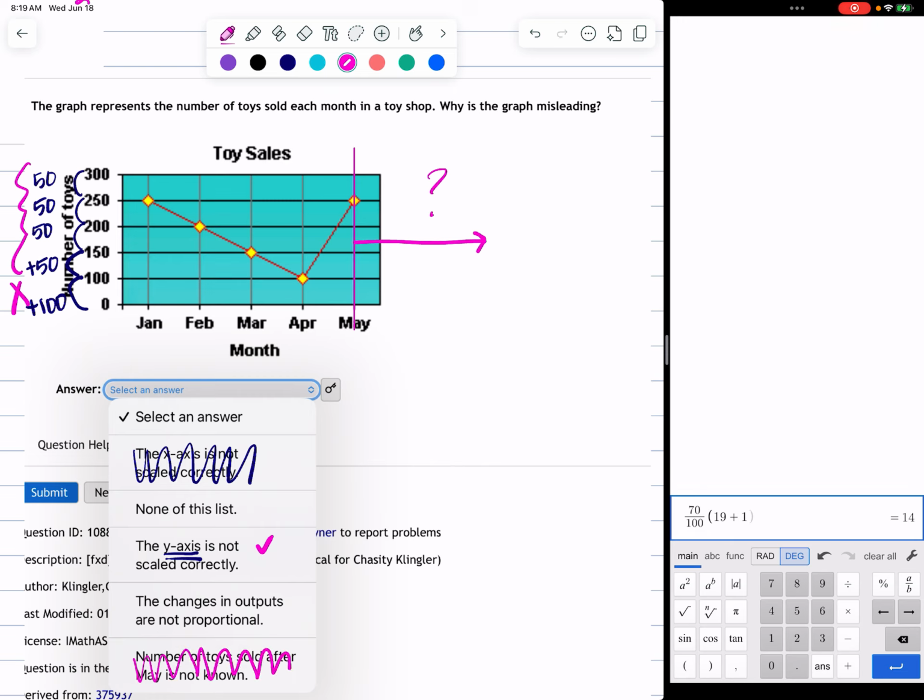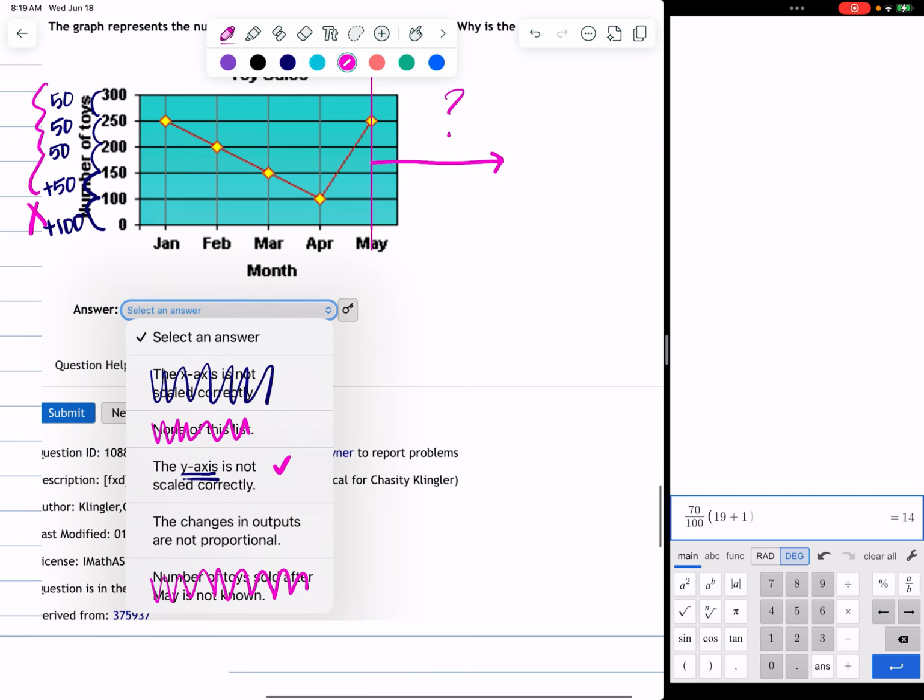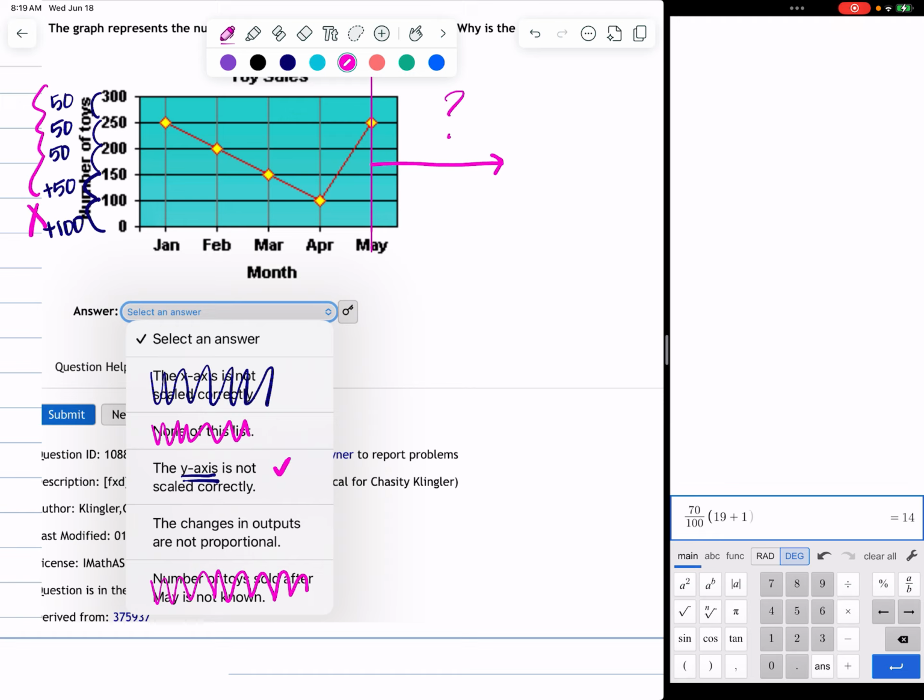When we found a good one, so we'll take off the none of these. Now, the most frequently picked wrong answer was the changes in the outputs are not proportional. And I thought about the language in this question because there were a lot of people who picked it.